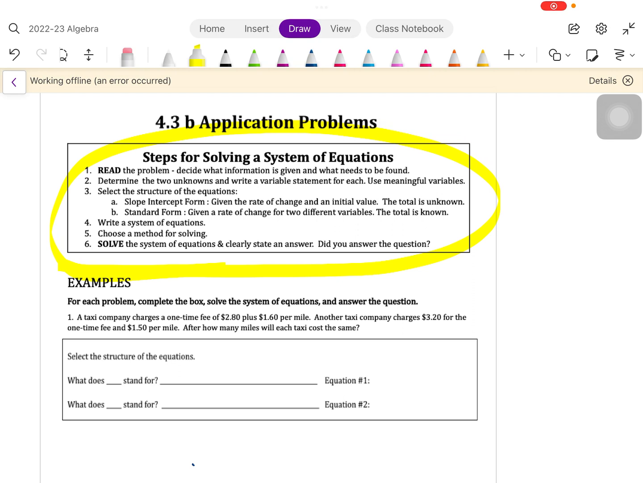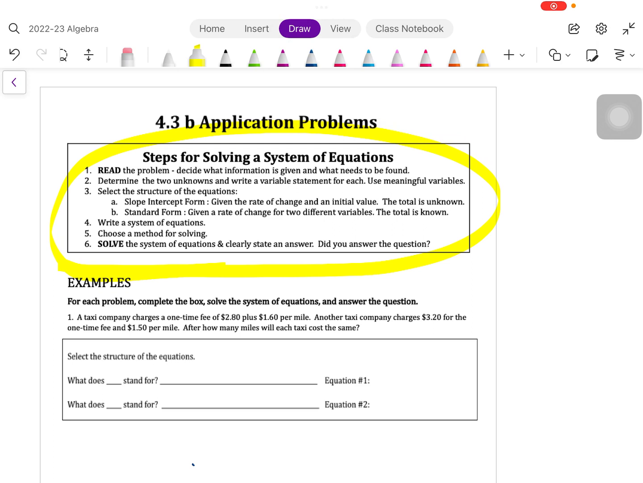Step three is to select the structure of the equations. So when solving an application problem, sometimes our equations are going to be written in slope-intercept form, and sometimes they're going to be written in standard form. So look at the notes I have here. Slope-intercept form equations are typically going to give us the rate of change and the initial value, but the total is what we're looking for. On the other hand, a standard form equation is usually two things that have a rate of change, but we know the total.